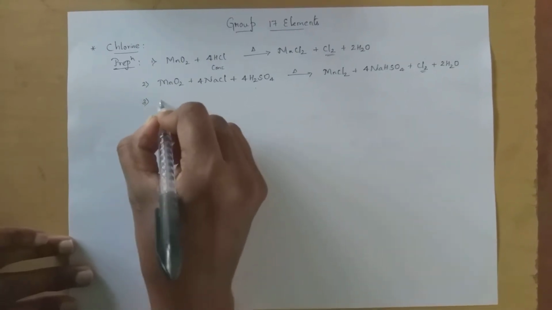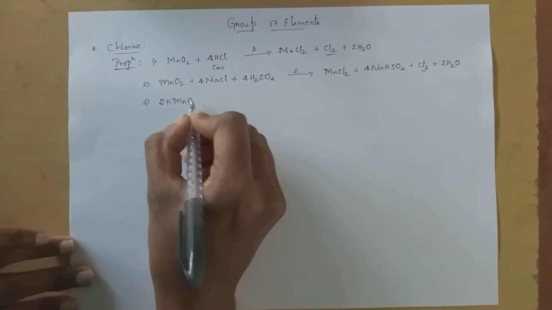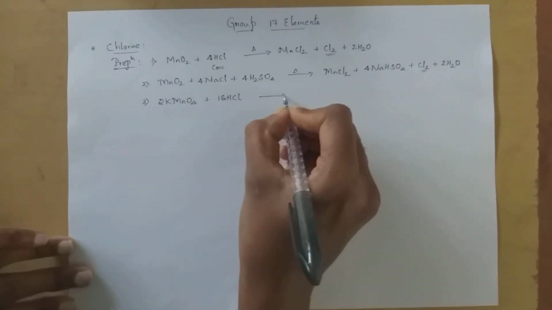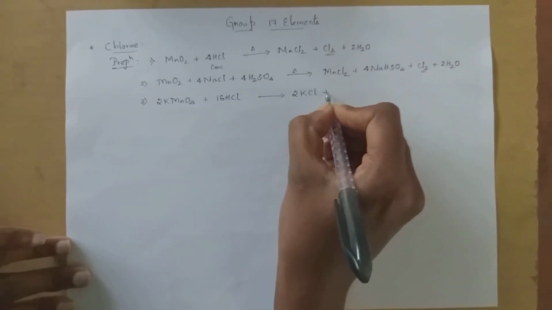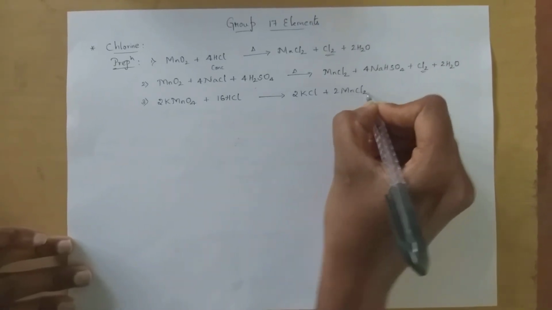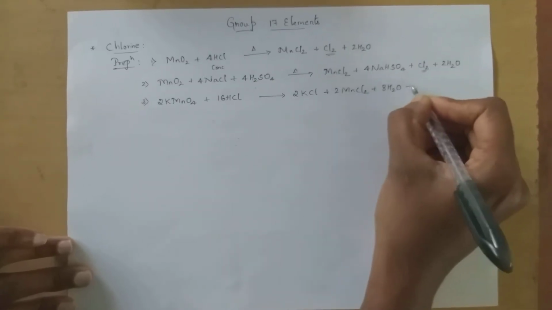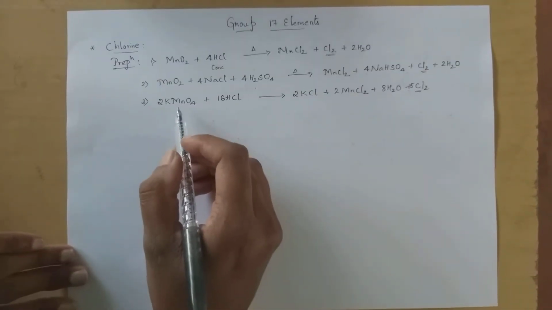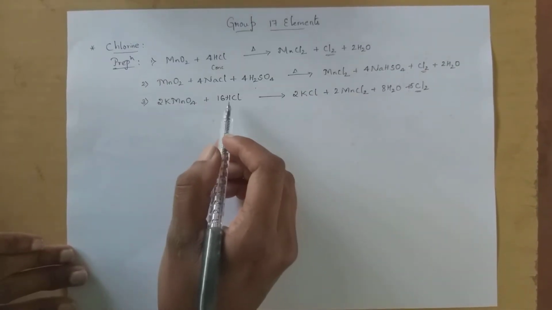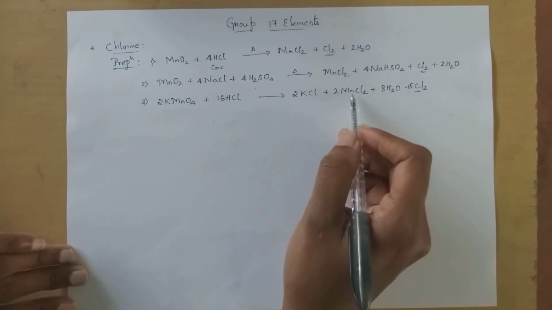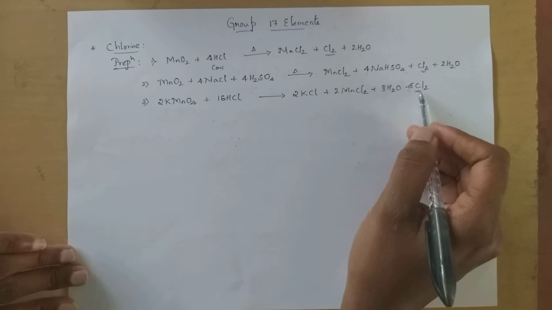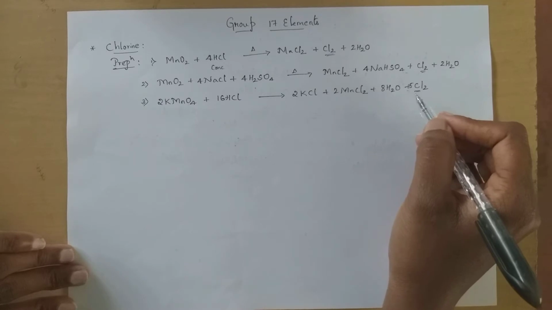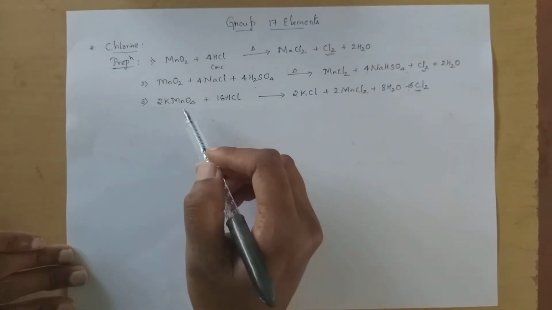Then one more preparation, that is KMnO4. Potassium permanganate reacts with hydrogen chloride. It will give rise to potassium chloride, manganese chloride, then water and chlorine gas. So by treating with potassium permanganate and HCl, we get KCl, manganese chloride, water and chlorine as a product. So we have three different preparations with respect to manganese dioxide and KMnO4.